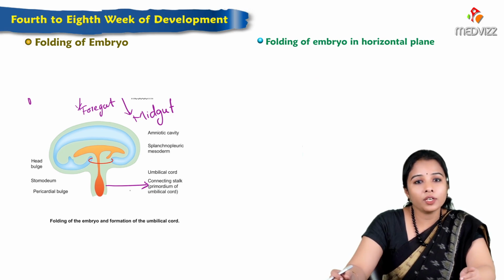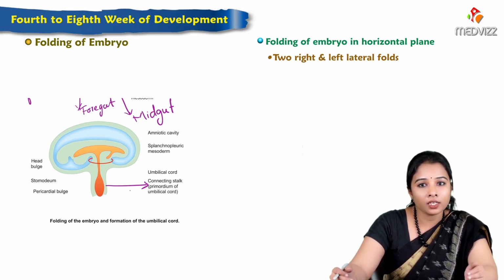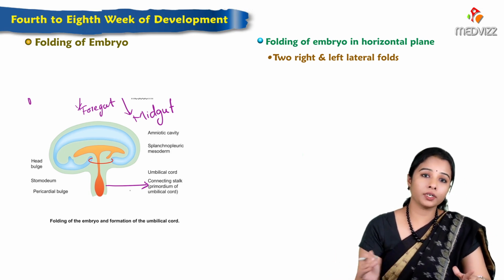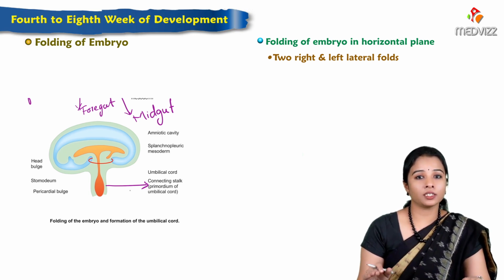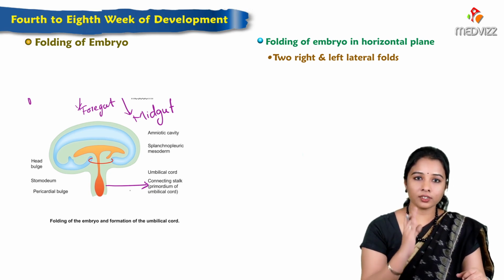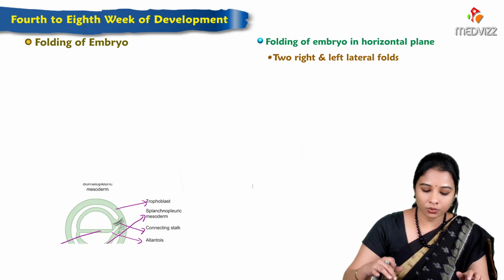And in the folding of the embryo in the horizontal plane, there are two folds which are called the right and left folds. What we saw is the head fold and tail fold, which are seen in the median plane, that is, in the sagittal section. We can appreciate this head fold and tail fold. If you take a transverse section along the embryo, then we can see the two lateral folds.